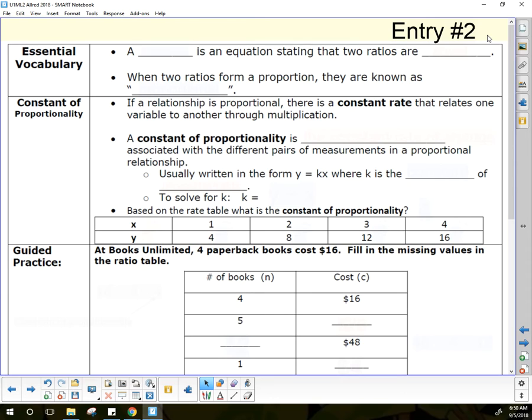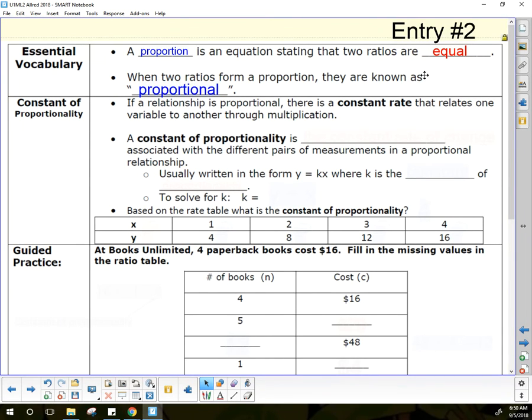Last year you probably learned this word proportion. Let's see if you remember what a proportion is. Tell Edpuzzle what you think. That's right. A proportion is an equation stating that two ratios are equal. Two ratios are the same. Whenever two ratios form a proportion, they are known as proportional.